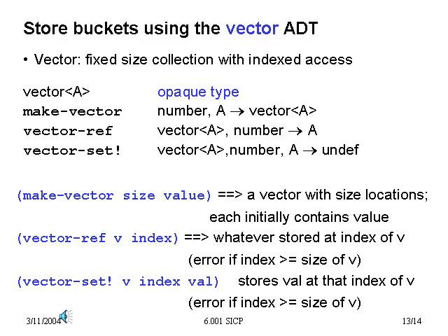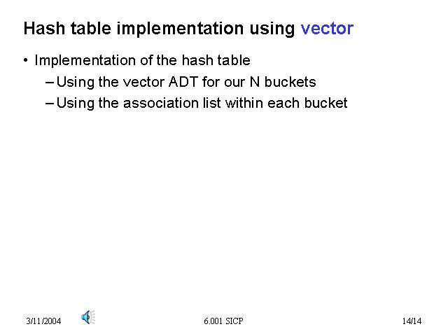Examples of the kinds of operations we'd expect to see are shown at the bottom of the slide. We can create a vector with a size number of locations, each of which initially contains some value that we specified. We can get back whatever is stored at a particular index of the vector, and we can certainly go in and change what's stored at an index of a vector. And of course we have to be careful about making sure we don't try and go beyond the end of the vector.